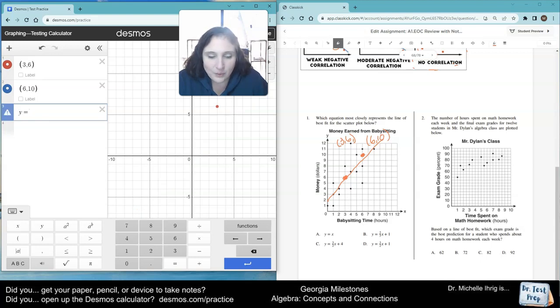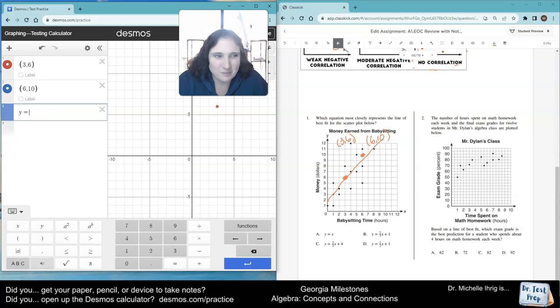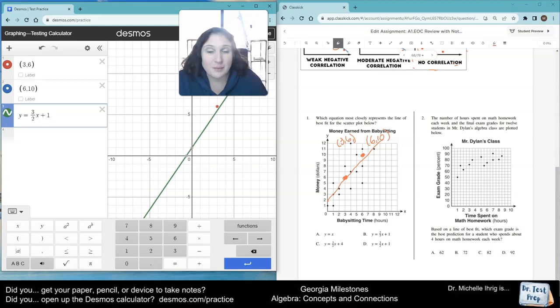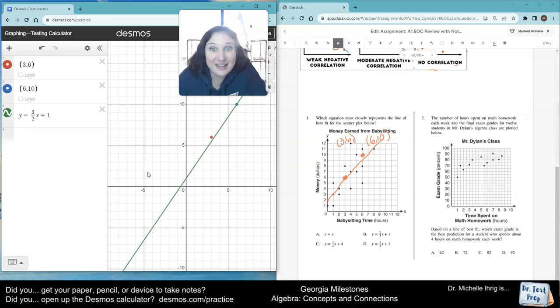I can do y equals 2/3 x plus 1. Those don't really go through those numbers too much, so that probably isn't it. I can do y equals 3/2 x plus 4. That's closer, but not perfect. 3/2 x plus 1, choice D, and look at it, that's pretty precise. That's the closest of the 4, so that's going to be the one that's the best line of fit.